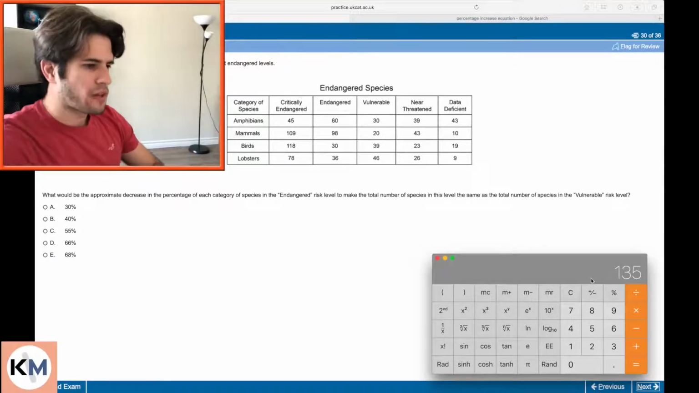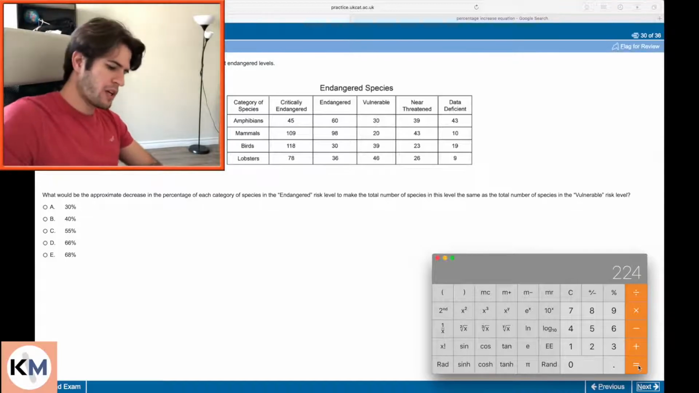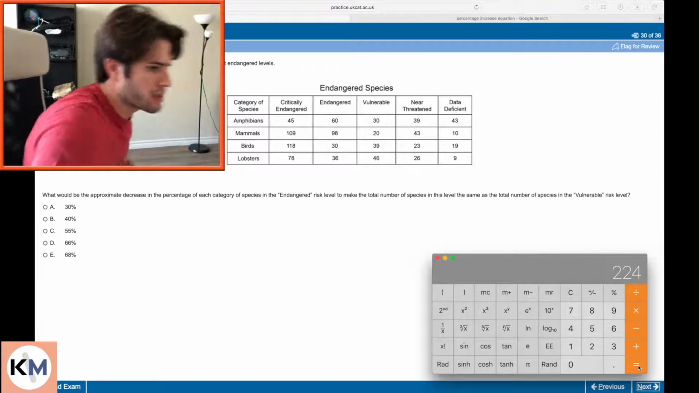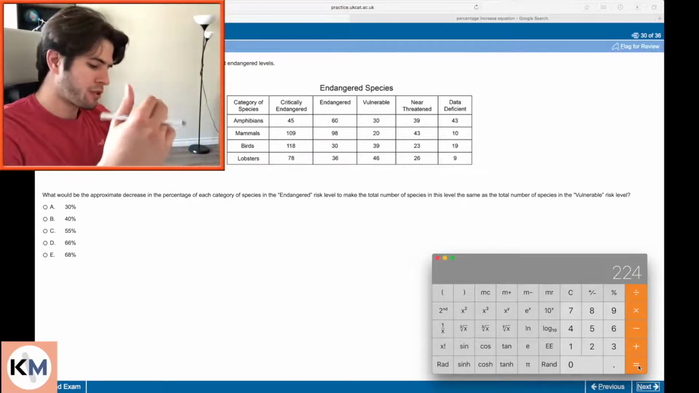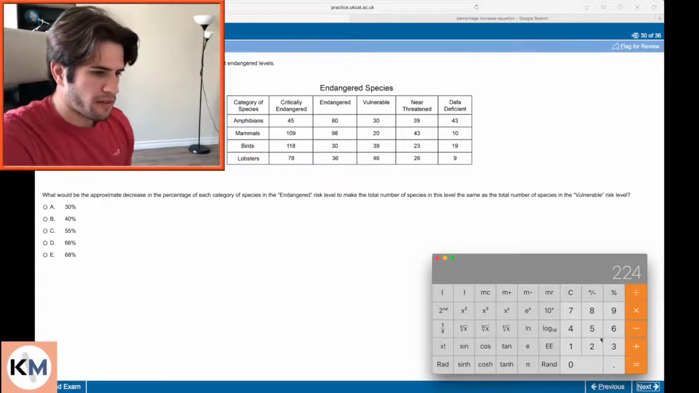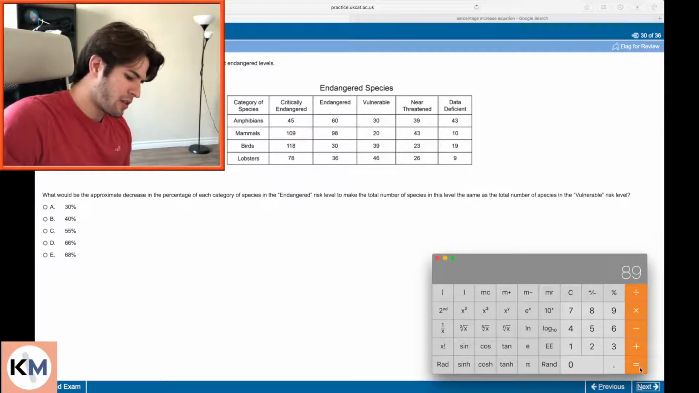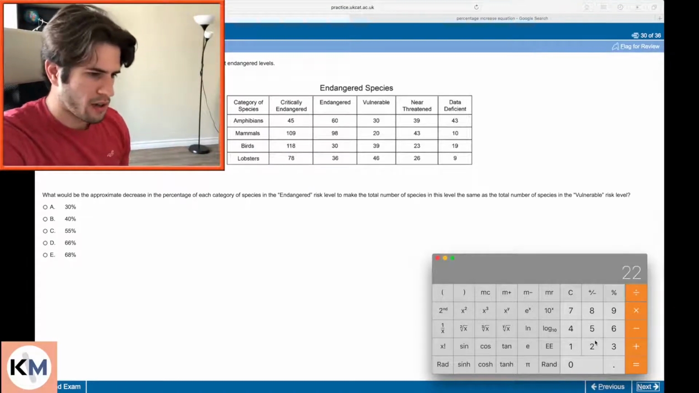135. The total in endangered is 60 plus 98 plus 30 plus 36, which is 224. So what would be the approximate decrease in the percentage of each category in this species? Okay, so let's find out how much of a total decrease we need, and then we'll divide that by 4 categories. So 224 minus 135 is 89. 89 over the original of 224 times 100 will give us the percentage decrease.